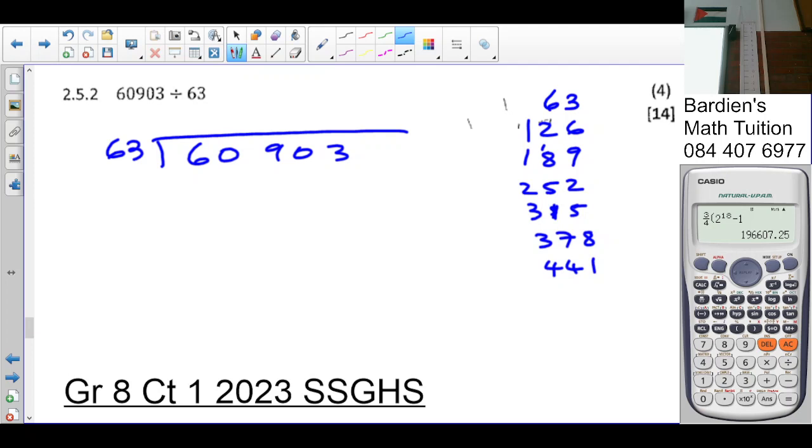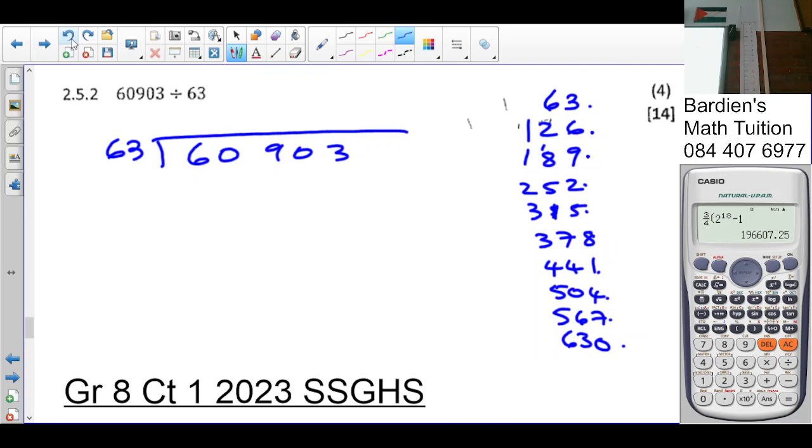Plus 63, 504. Plus 63, 567. Plus 63, 630. So I count 1, 2, 3, 4, 5, 6, 7, 8, 9, 10. Yes, I'm right. Always make sure that you line up with 10 times whatever this number is, and it's correct. If this was any other number other than 630, then I would have known I made a mistake somewhere along the way. That is just to be sure that our multiples are correct. Of course, if our multiples are incorrect, then my answer is going to be incorrect.